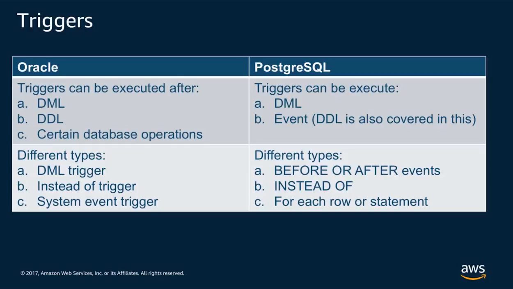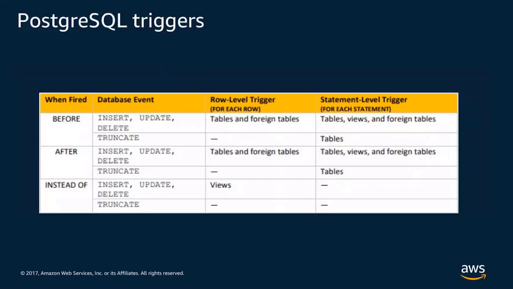And when it comes to different types, the advantage that Postgres gives you is that you'd be able to create a trigger for before or after events. So in case you want the engine to do something before an insert happens or after an insert happens, you'd be able to have that granularity of control in the Postgres instance. And at the same time, you also have the granularity of controlling these triggers at the row level or at each statement level. And here's how the comparison looks.